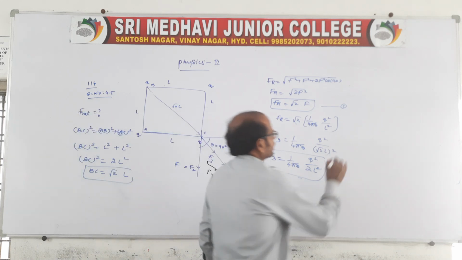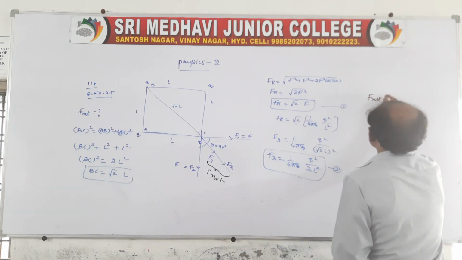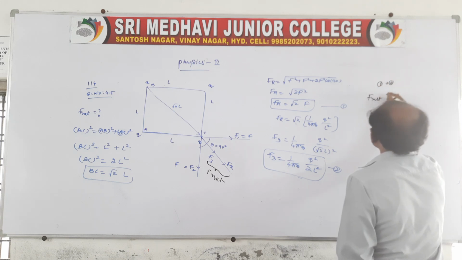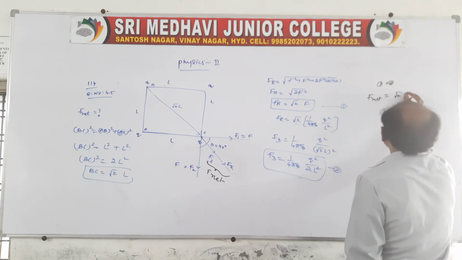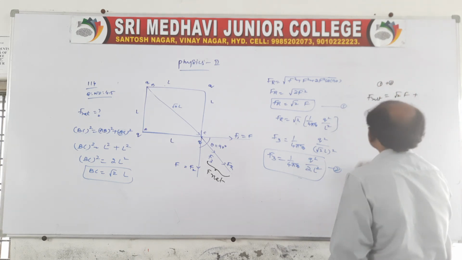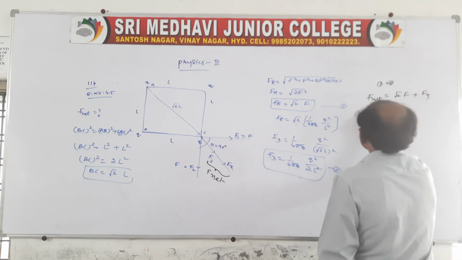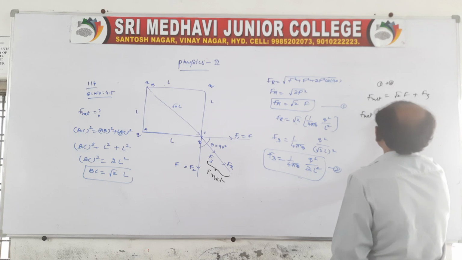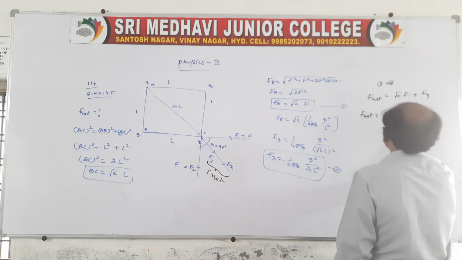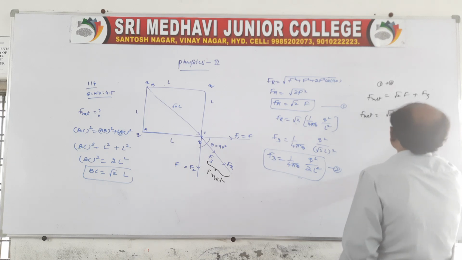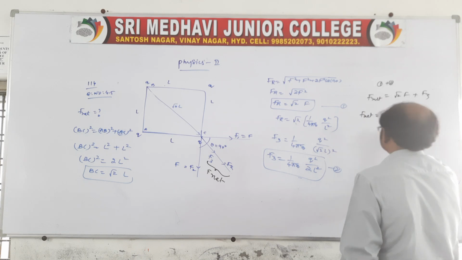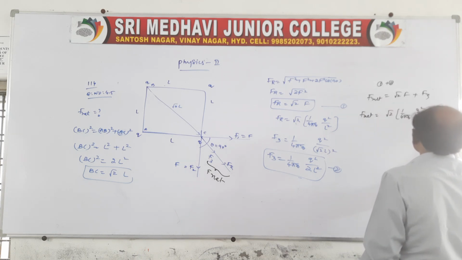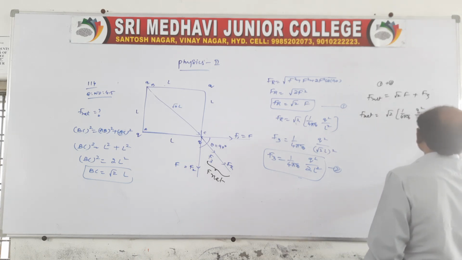Now you take F net, it will be like this. Add these two, 1 plus 2, that is root 2 F plus F3. Or else directly we can say F net is equal to root 2 F, which is nothing but F R, that is root 2 into 1 by 4 pi epsilon naught q square by L square, plus F3 will be 1 by 4 pi epsilon naught q square by 2L square.